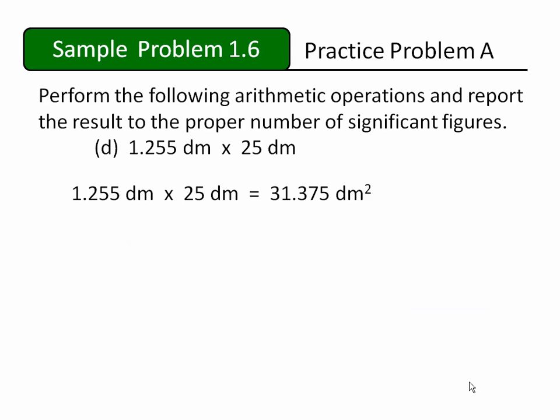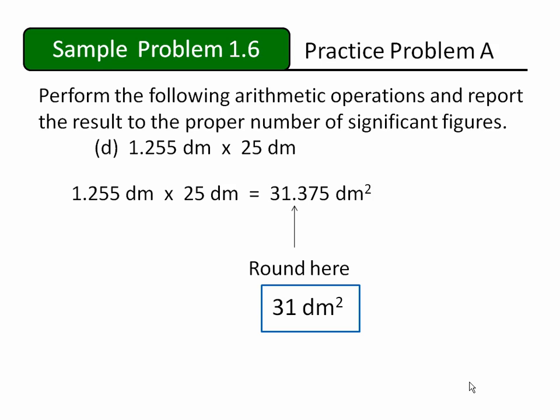Doing the required multiplication on a calculator results in a product of 31.375 decimeters squared. Rounding to 2 significant figures means we will round between the 1 and the 3, and we will end up with a final answer of 31 decimeters squared for this one. Notice that the units on the final answer are decimeters squared, and that comes from the multiplication of decimeters times decimeters.